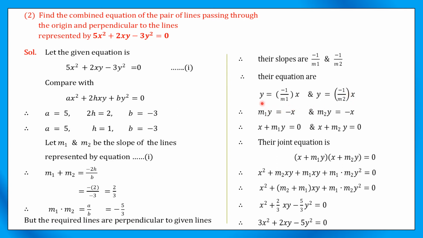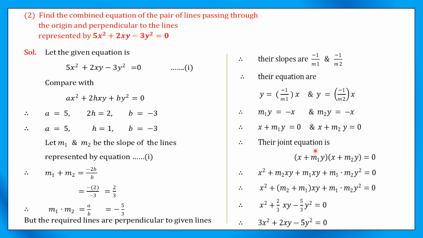Multiply m1 with y, then m1y equal to minus 1 into x, and m2 multiply with y, m2y equal to minus 1 into x. Minus x, take on LHS, we get x plus m1y equal to 0. Also minus x, take on LHS, we get x plus m2y equal to 0. These are the two required lines.